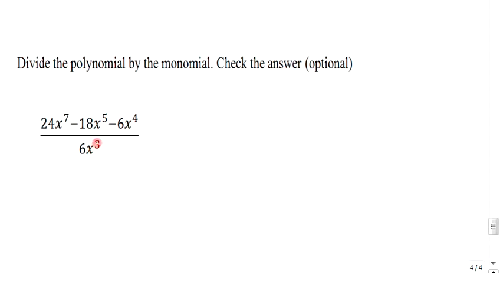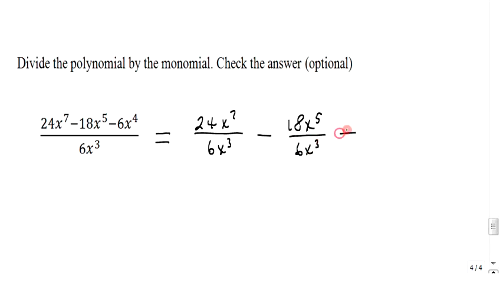To do a division like this, the first step is to take this one big fraction and split it up into 3 separate fractions as follows. We take the first term over the denominator, so 24x to the 7th over 6x cubed, minus, because of that minus sign, second term, 18x to the 5th over 6x cubed, and then minus again, because of that minus sign, 6x to the 4th over 6x cubed.